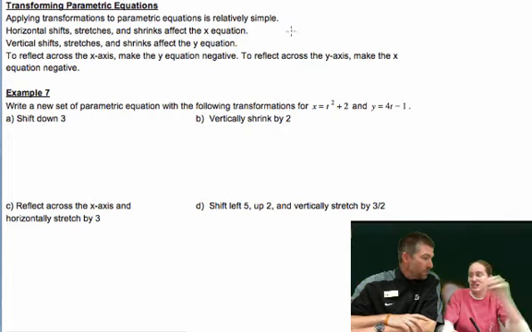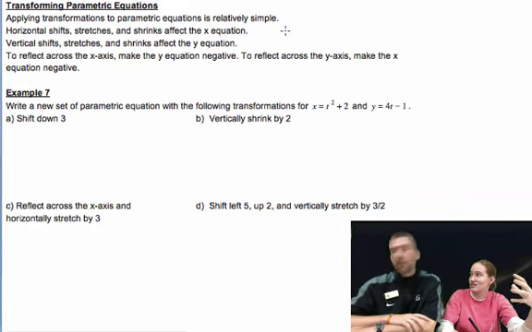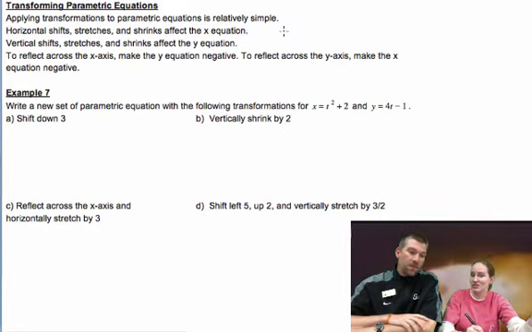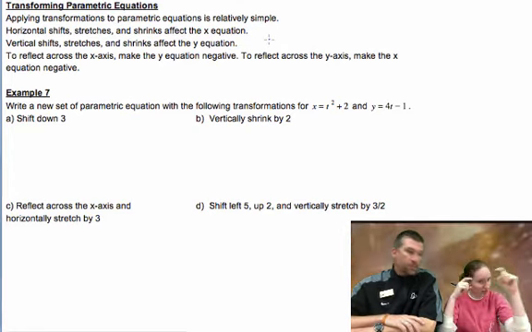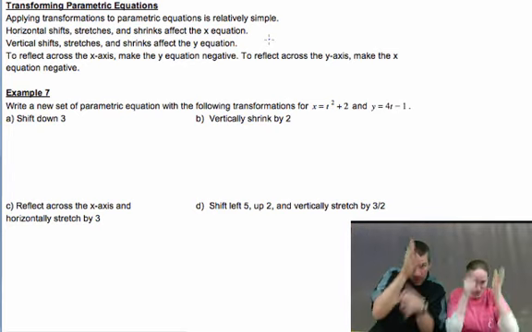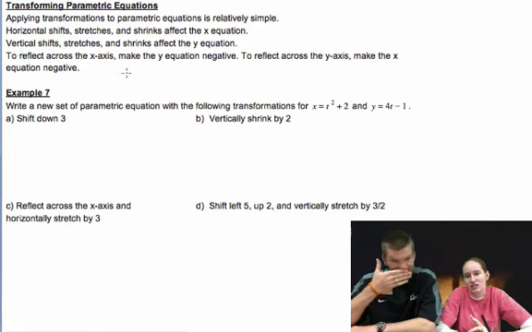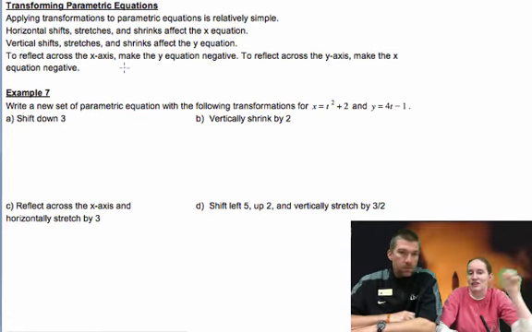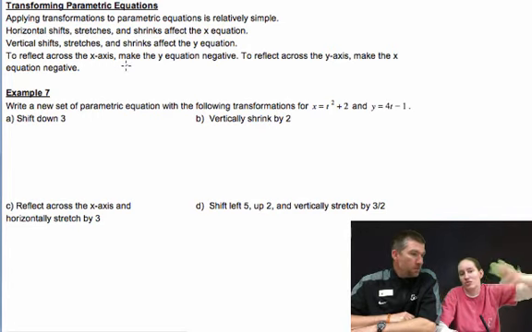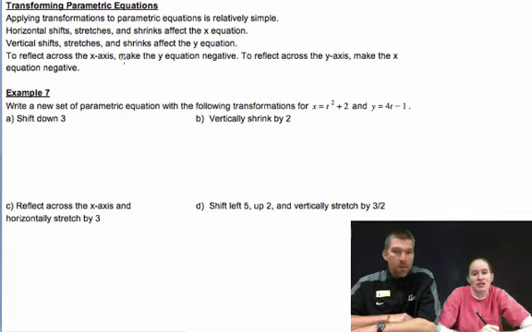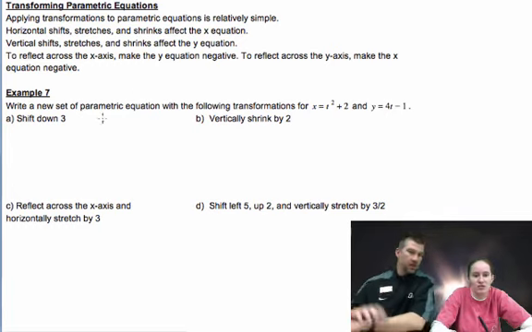Yes. So anything that is affecting your graph horizontally is going to affect your x equation. Anything affecting vertically affects the y equation. Think about it like horizontal is x, vertical is y. And then reflection, just like before, affects the opposite of what you think it would. If you reflect across the x-axis, that is affecting you vertically, so that's a y issue. And if you reflect across the y-axis, that's an x issue. It should make sense.